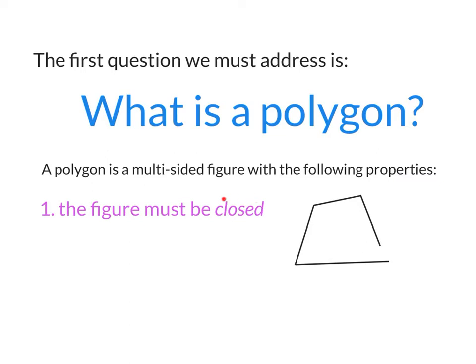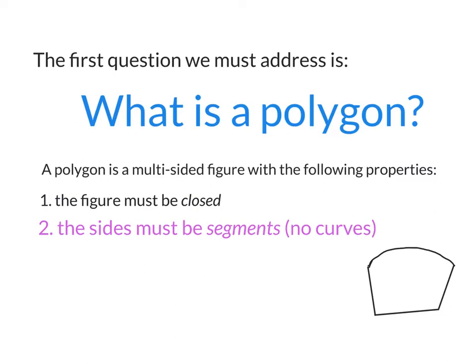Property number 1 says the figure must be closed. Okay, this right here, that's not closed. That means that at all corners, at all vertices, the sides must actually meet. You cannot have a gap or an opening like that one.